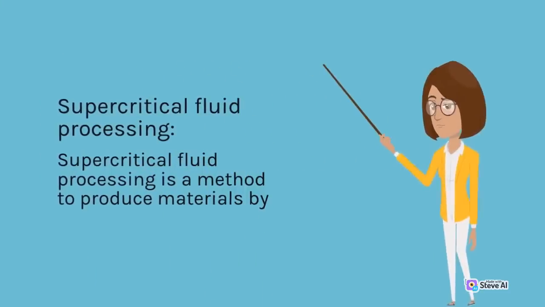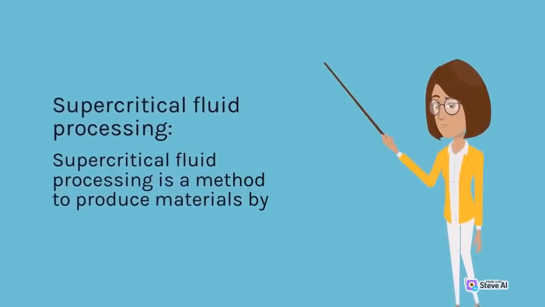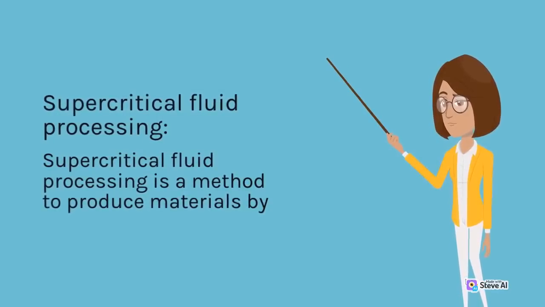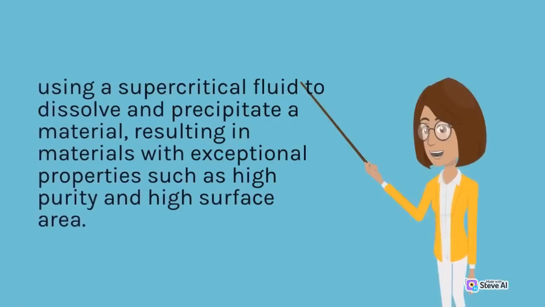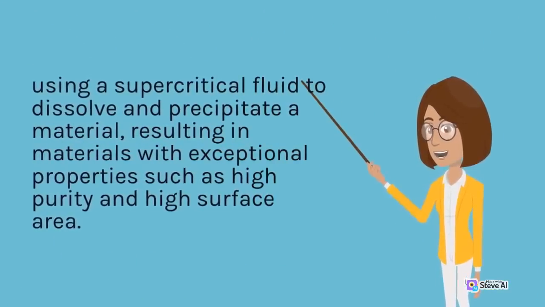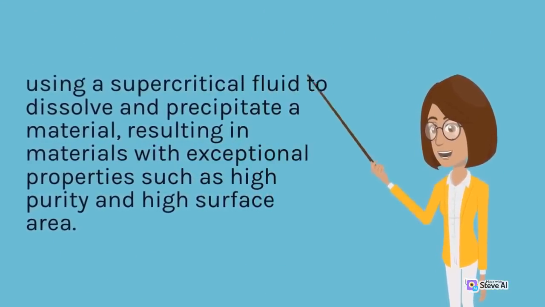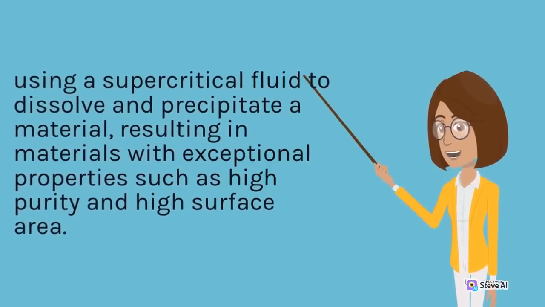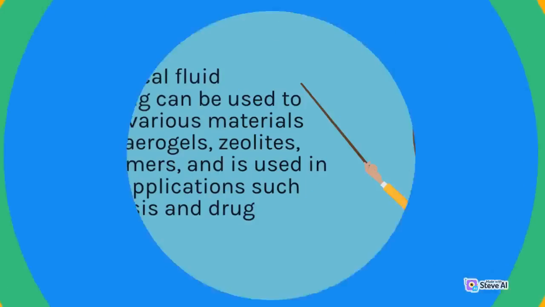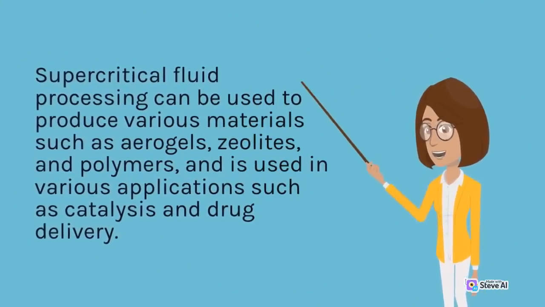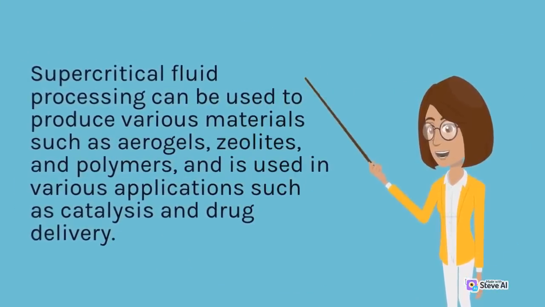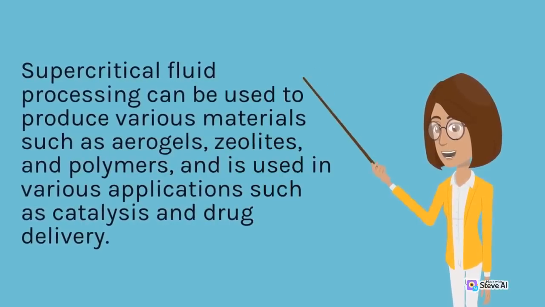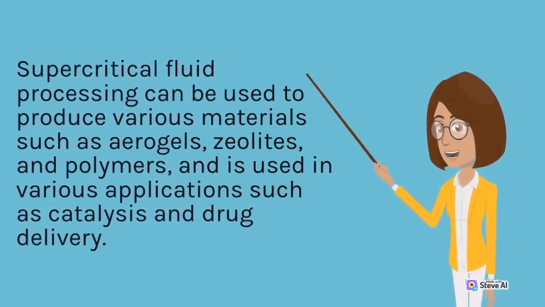Supercritical fluid processing. Supercritical fluid processing is a method to produce materials by using a supercritical fluid to dissolve and precipitate a material, resulting in materials with exceptional properties such as high purity and high surface area. Supercritical fluid processing can be used to produce various materials such as aerogels, zeolites, and polymers, and is used in various applications such as catalysis and drug delivery.